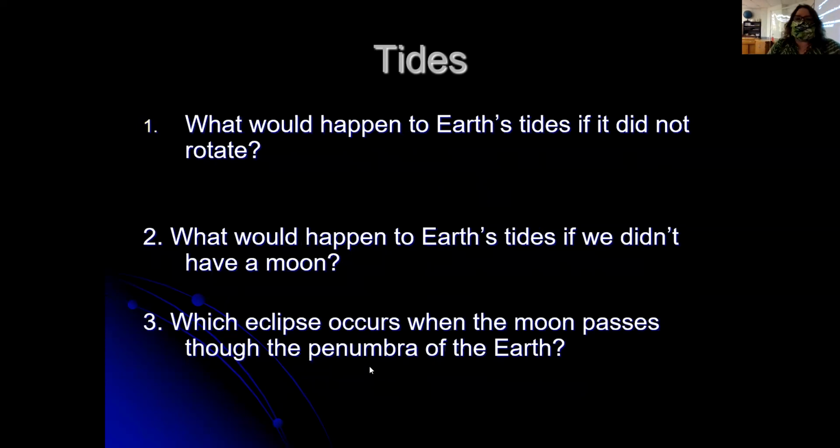So what would happen to the Earth's tides if we didn't rotate? Well, what if they'd only be on one side? It'd just be on the side where the moon is, wherever the moon goes, that's where the tide is. But doesn't the moon still revolve, even if we didn't rotate? So they'd probably last longer. So we'd still have tides, but they would last a lot longer.